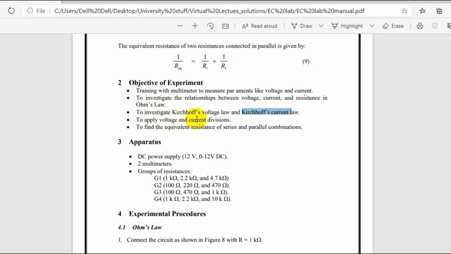To apply the voltage and current division, you will apply the voltage division law and current division law to the values you get here. And finally we will find the equivalent resistance. But because of the reduced course time, we will not perform this last part.